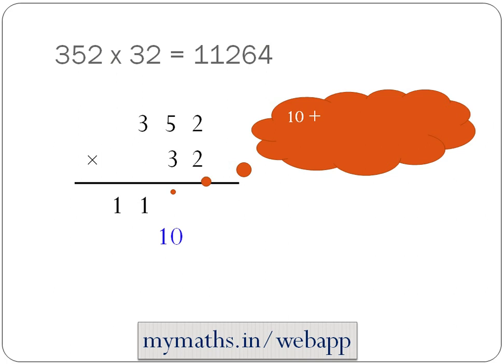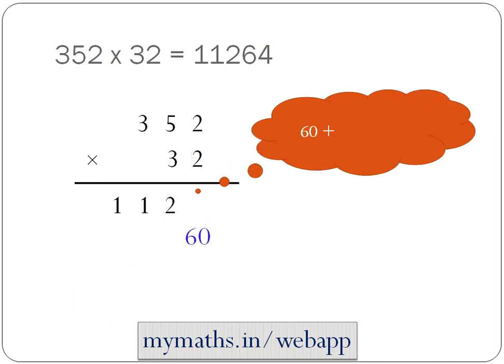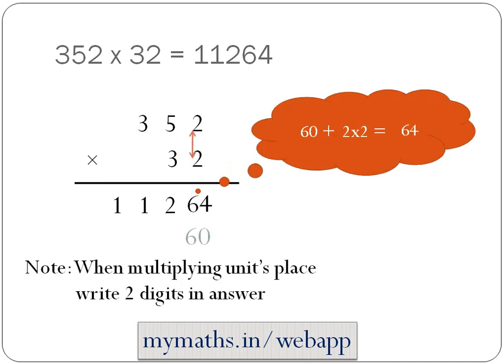So from the previous one 10 is passed, and in this part 5 2s is 10, 10 plus 10 is 20, plus 6, 26. So writing 2 and pass 6 as 60 to the next part. 60 plus 2 times 2 as 4, 60 plus 4 as 64. So the final answer is 11264.